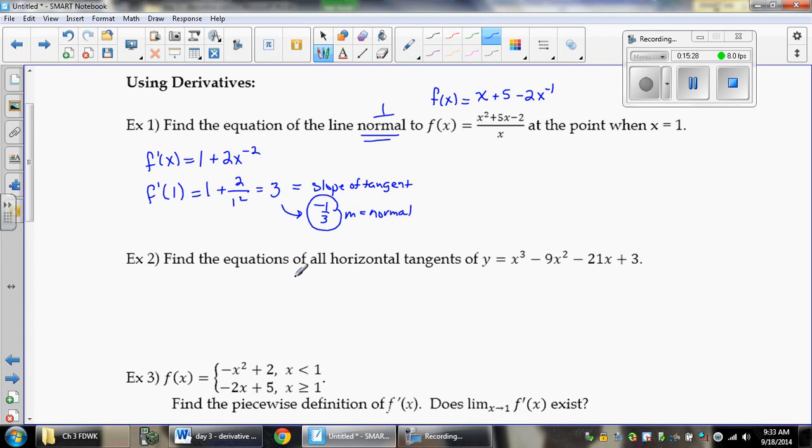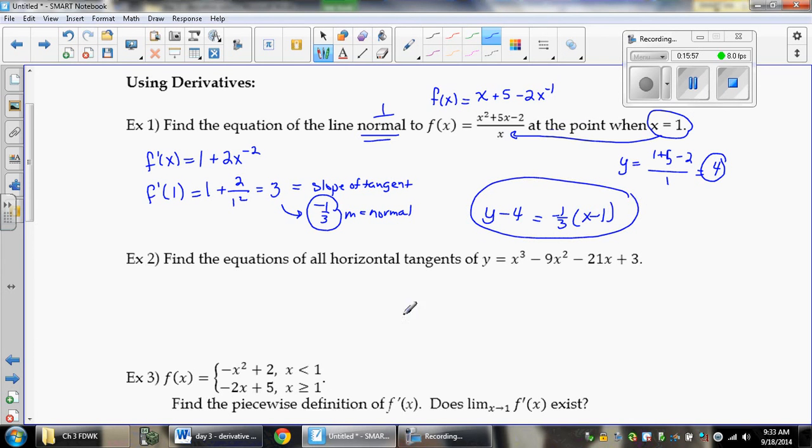And then I need a slope, I need a point. So I have x equals 1. Now I need a y value. To get the y value, I'm going to plug this back into here. So y, when x is 1, is going to be 1 plus 5, minus 2 over 1, which is 4. There's an x value, a y value, a slope. y minus y1 equals m times x minus x1. Okay?